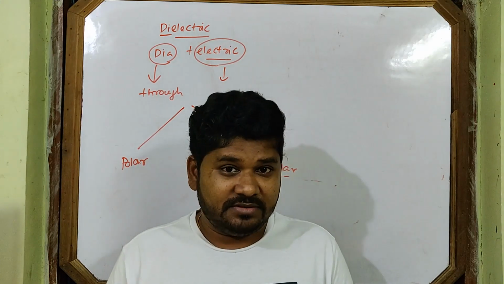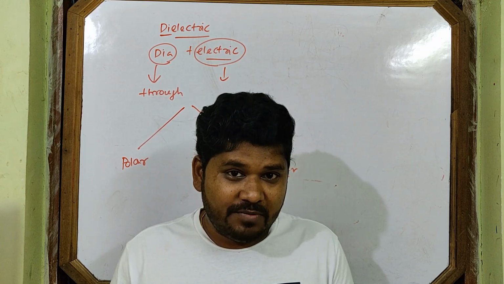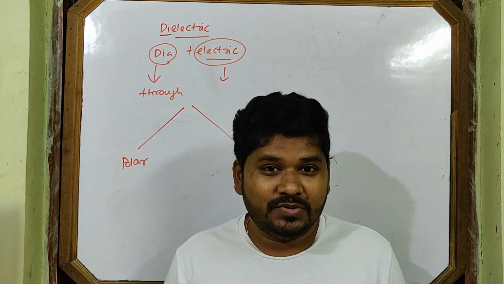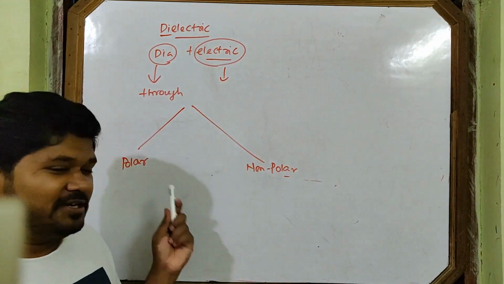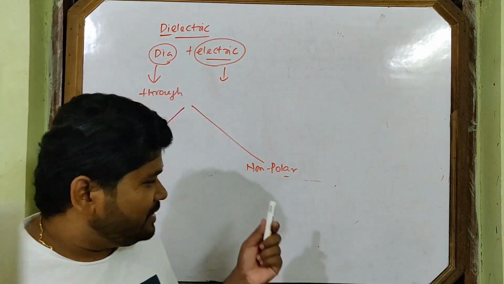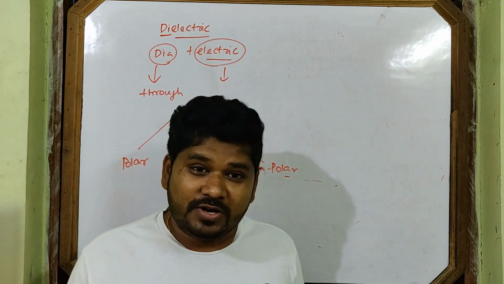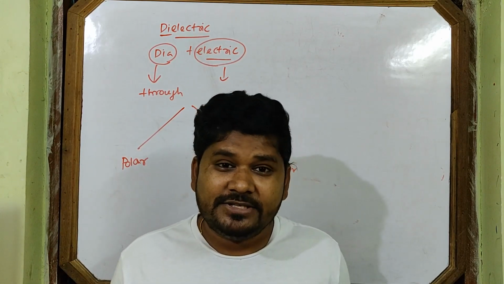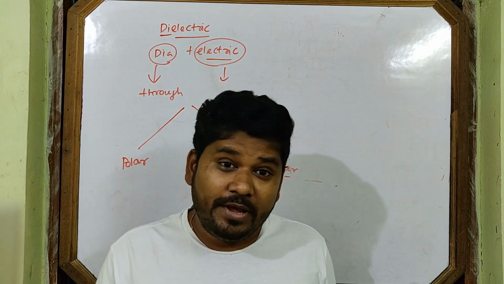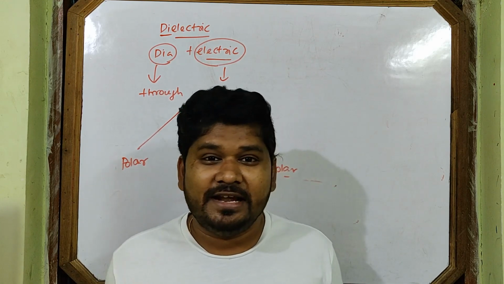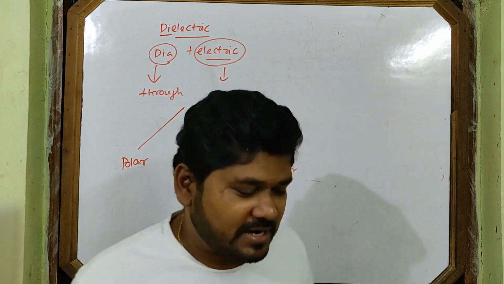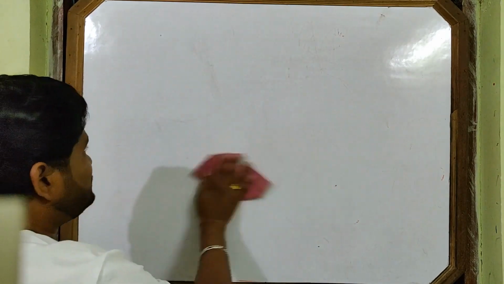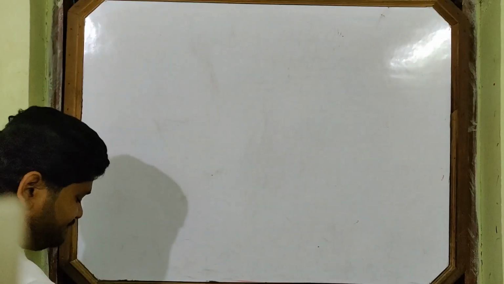But what about the total dipole moment of the dielectric? Zero. Because just before I told you, if you take a polar substance, the dipole moment is zero. If you take a non-polar substance, the dipole moment is also zero. The dipole moment of the dielectric is zero. But when we keep it in an external electric field, now see what happens to the dipoles.